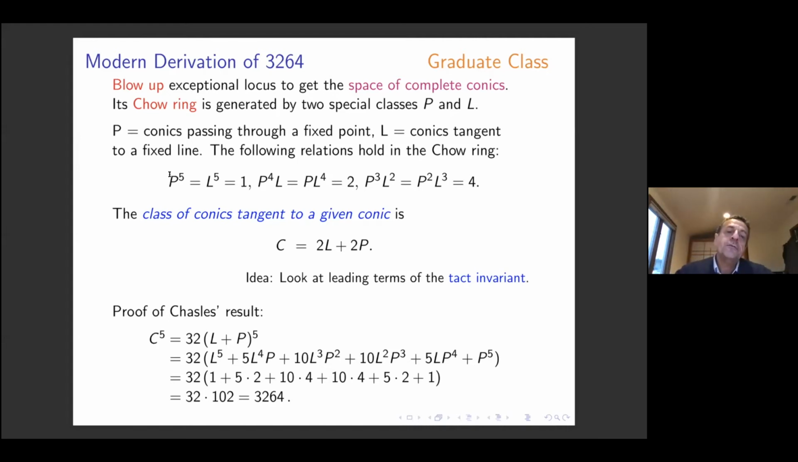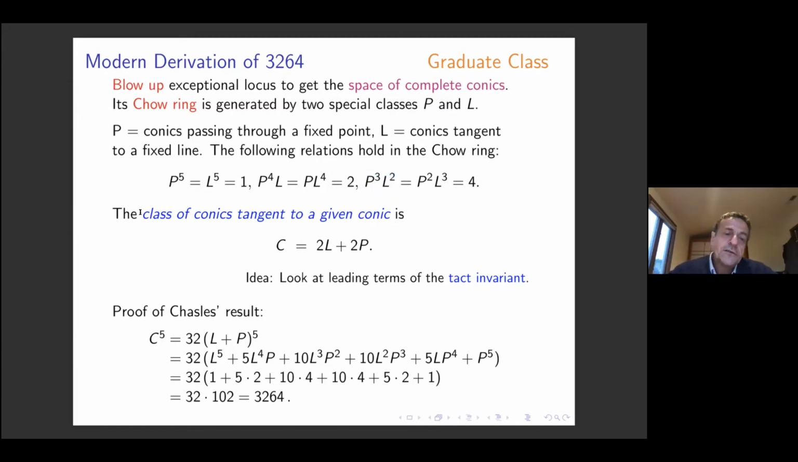So P to the fifth means you look at all the conics that pass through five given points, and there's one of them. So you draw 5 points in the plane, there's one conic through them, so P to the fifth is one. The dual statement is if you draw 5 lines in the plane, there will be one conic tangent to the 5 lines. Now, if you ask for conics passing through 4 points, tangent to one line, there'll be two of them, and then passing through 3 points, tangent to two given lines, there'll be four, and then there's always a dual statement, on the duality between points and lines. So these are the six basic relations that hold between the class P and the class L in the Chow ring.